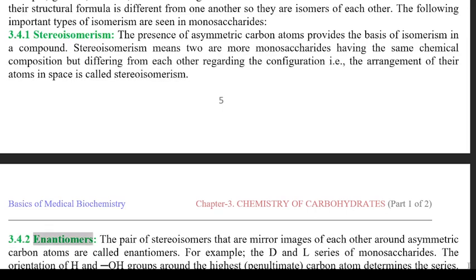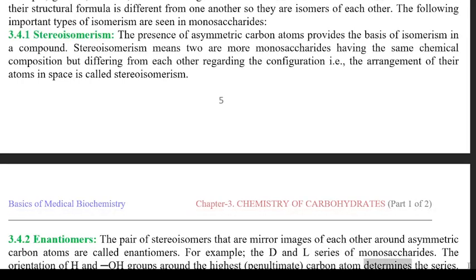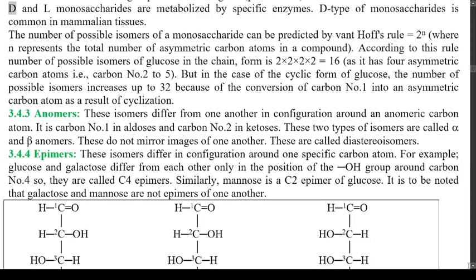3.4.2 Enantiomers. The pair of stereoisomers that are mirror images of each other around asymmetric carbon atoms are called enantiomers. For example, the D and L series of monosaccharides. The orientation of H and OH groups around the highest, penultimate, carbon atom determines the series. D and L monosaccharides are metabolized by specific enzymes. The D type of monosaccharides is common in mammalian tissues.